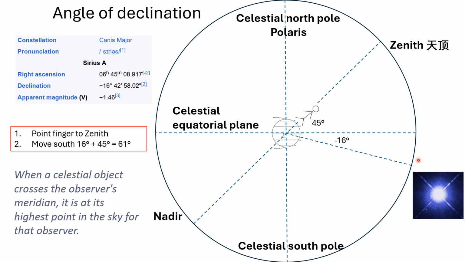We do need to know that when a celestial object passes the observer's meridian, it is at its highest point in the sky for that observer. I'm going to show you what it means.